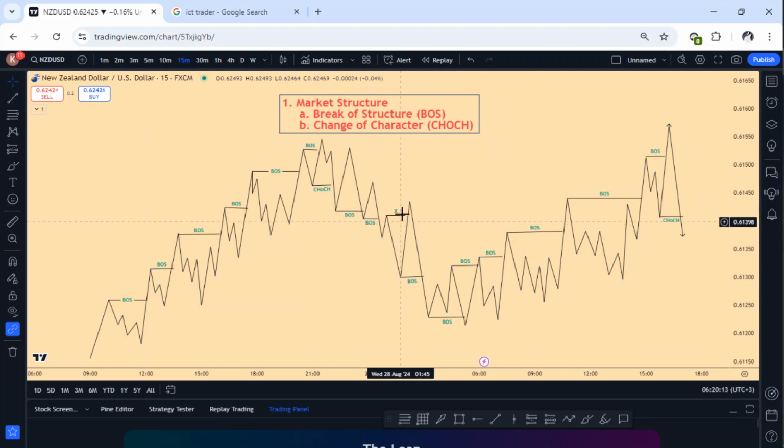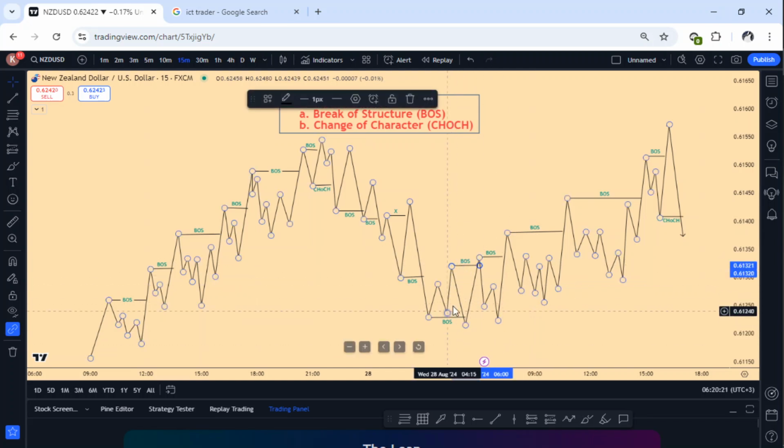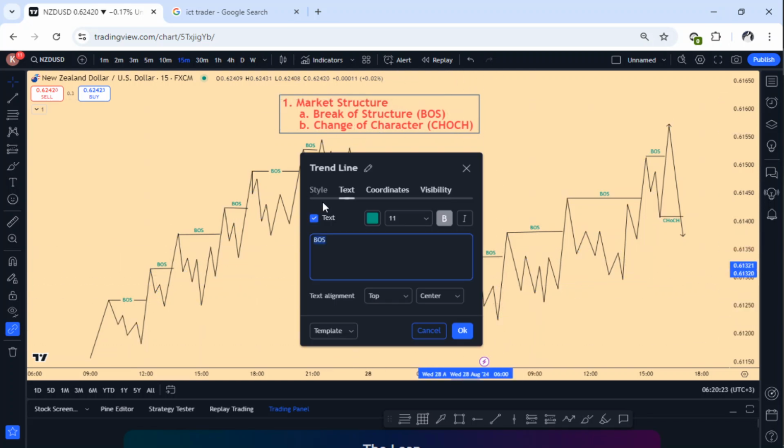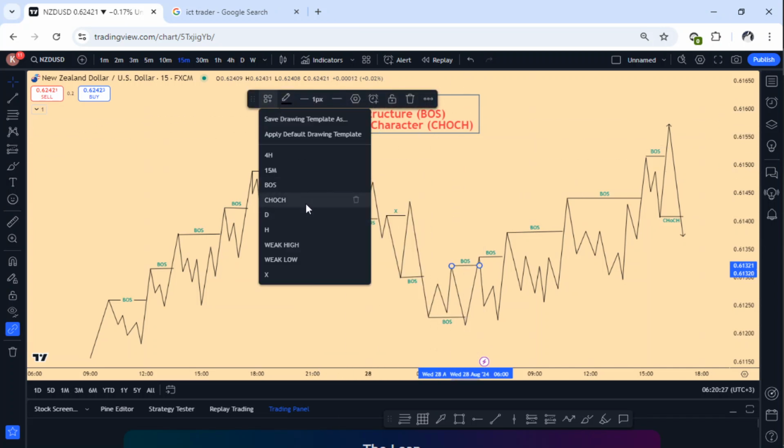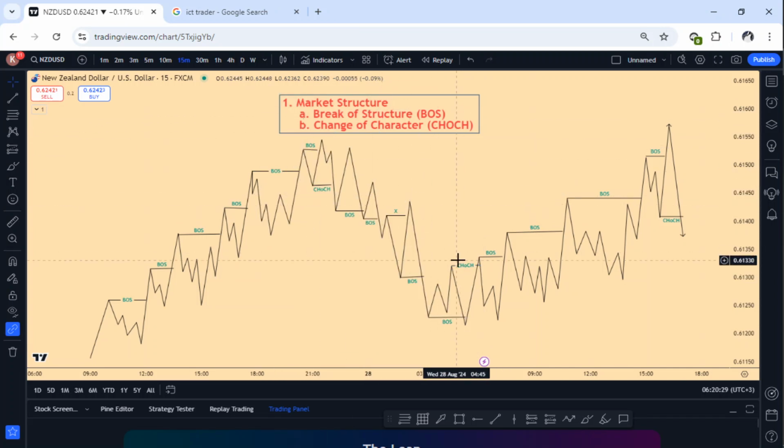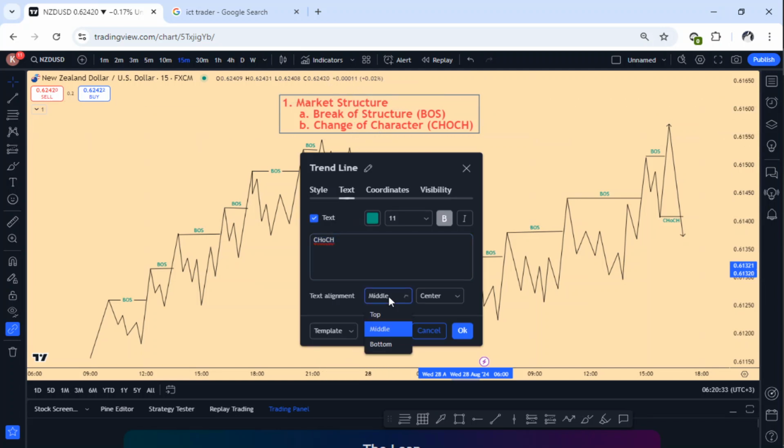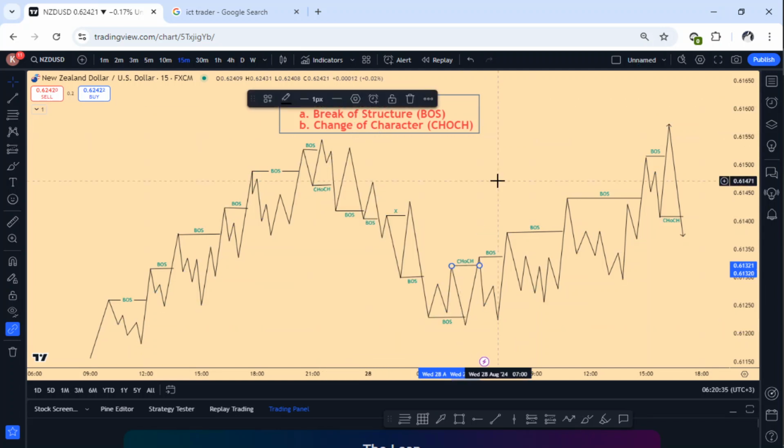So this is an inducement taken, and then we have a break of structure, and then pullback, break of structure, and then the first pullback after the break of structure in the opposite direction is what is referred to as change of character. I marked that wrongly. That should be change of character, because now the market is about to resume its uptrend.